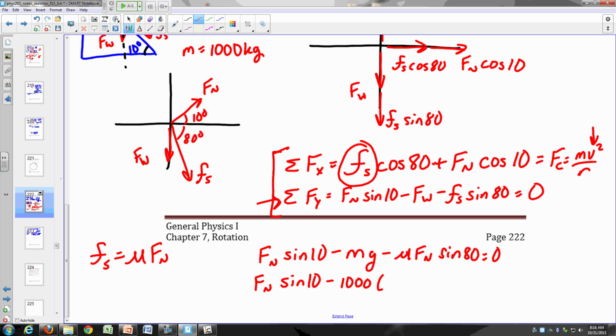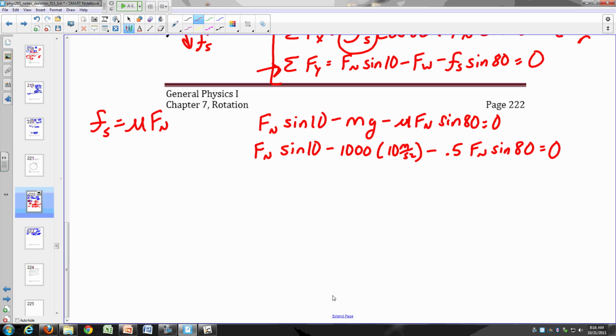I'm going to let g equal 10 meters per second squared. And you just have one unknown, so you can solve for Fn. Somebody let me know when you get a number for Fn, please.